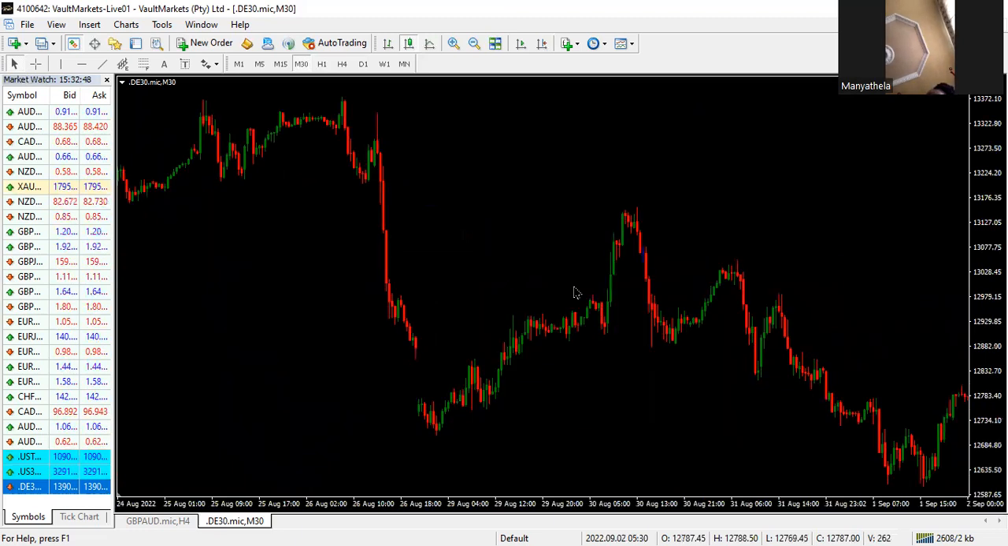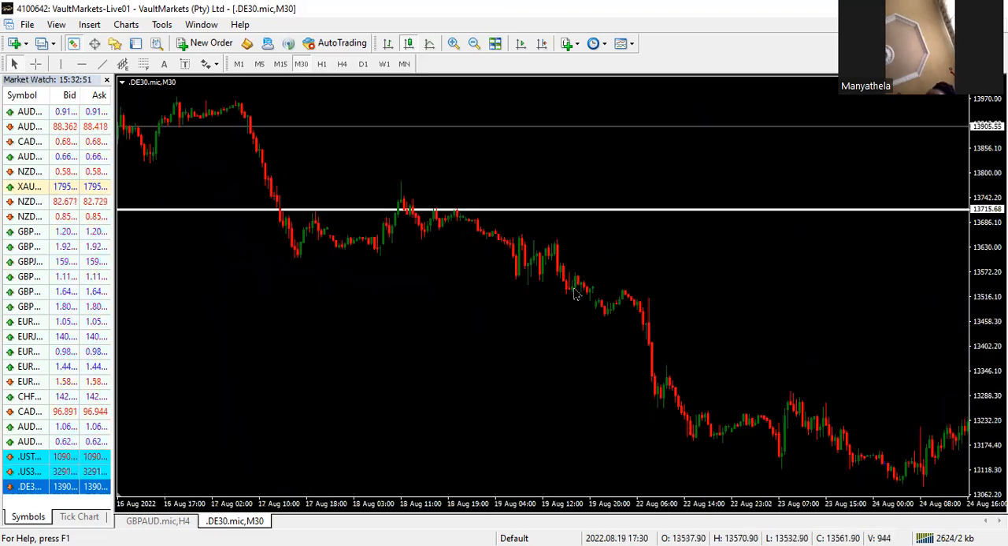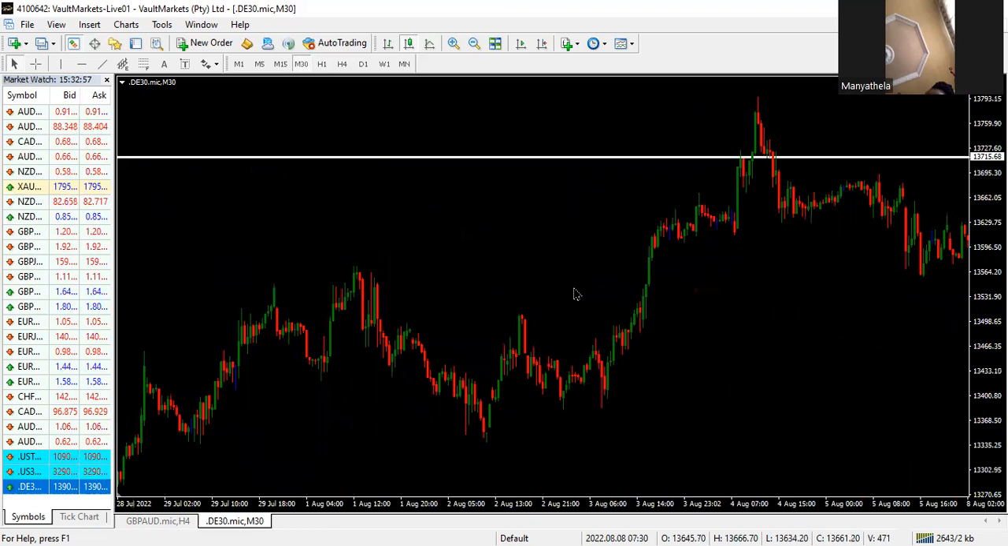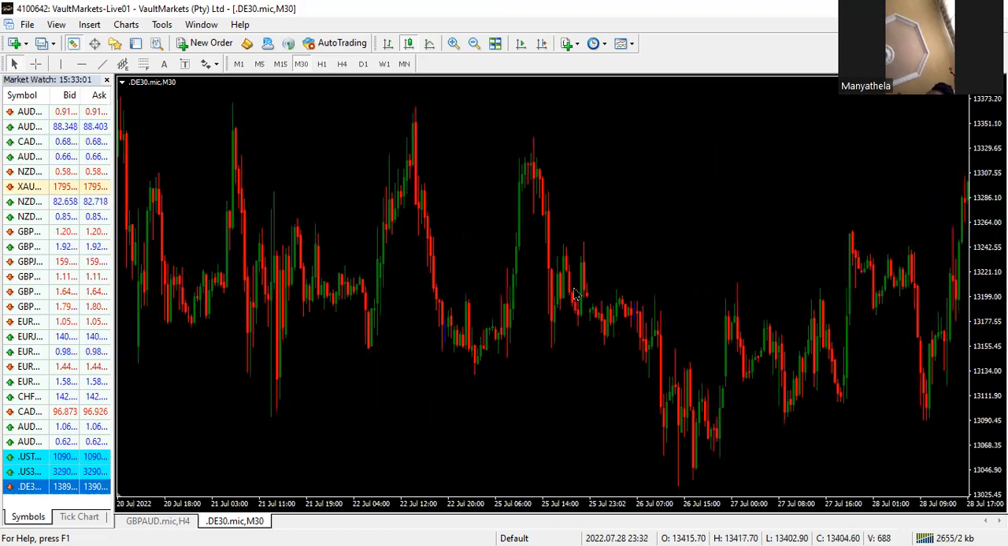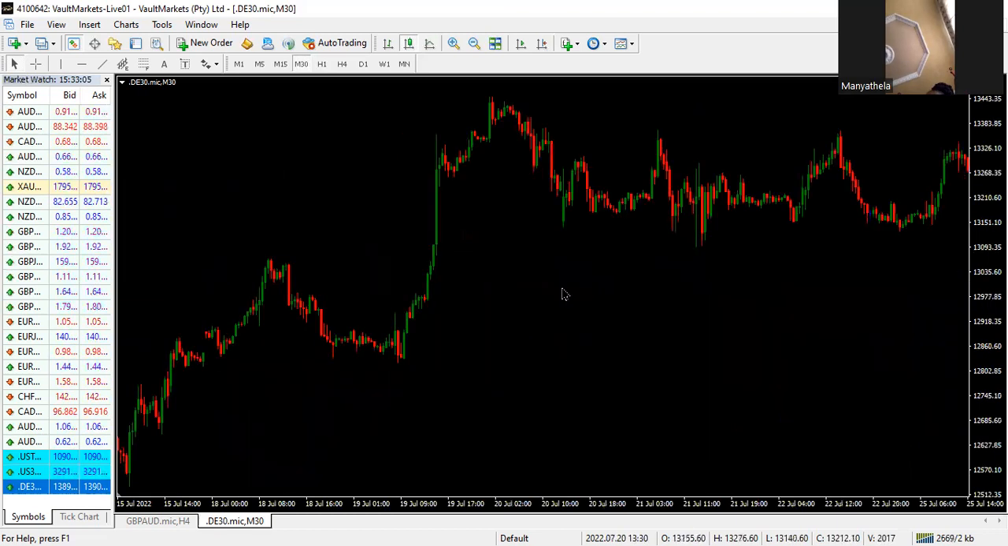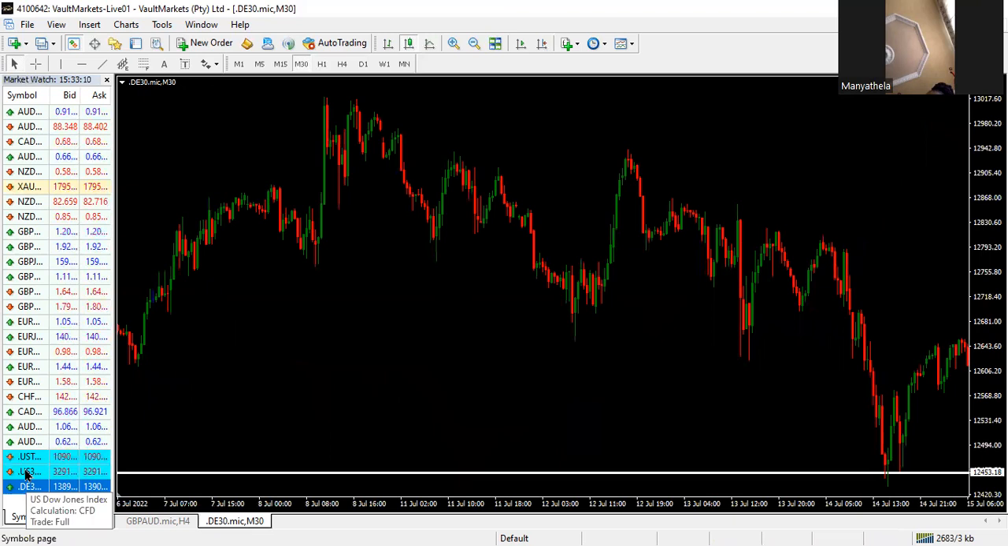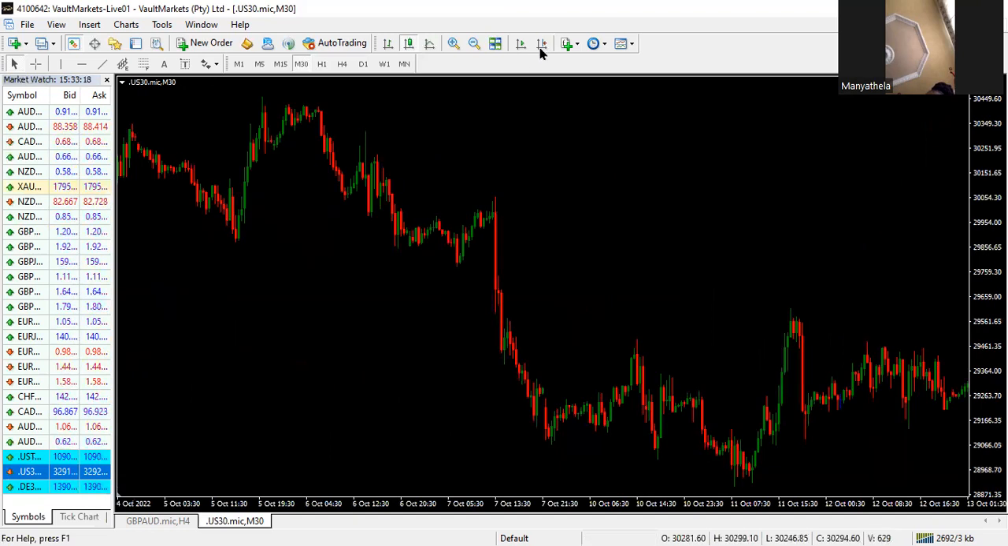It's weird to know head and shoulder, because if it appears, you'll be able to take the trades. With this one, we don't have a head and shoulder. Let's check USD.